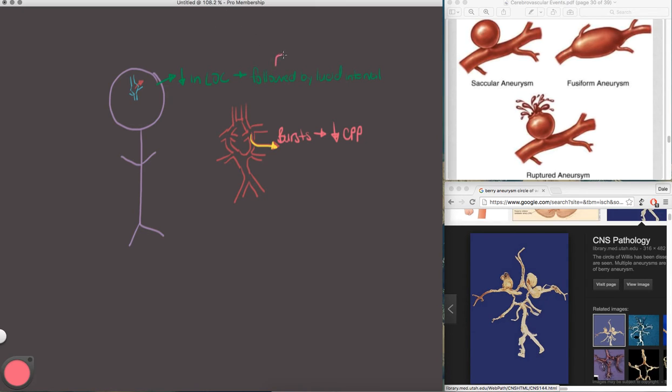So basically what's going to happen is the body is going to reduce blood loss, hopefully, from that aneurysm, or it's going to compensate by using things like collateral circulation. Again, this is not going to happen in that person who has a large aneurysm burst.